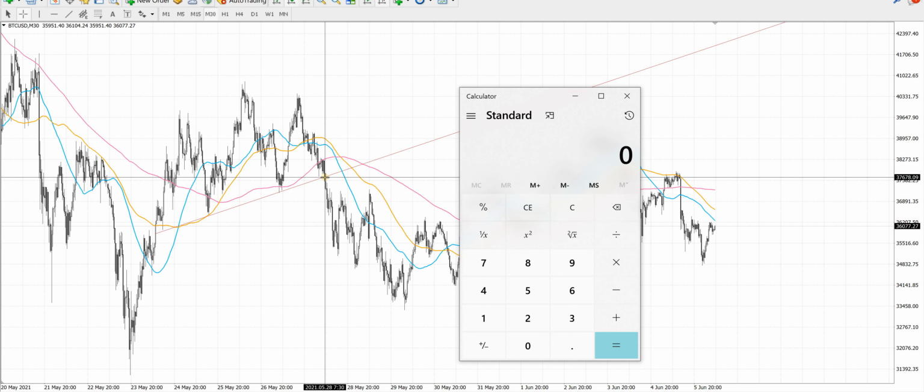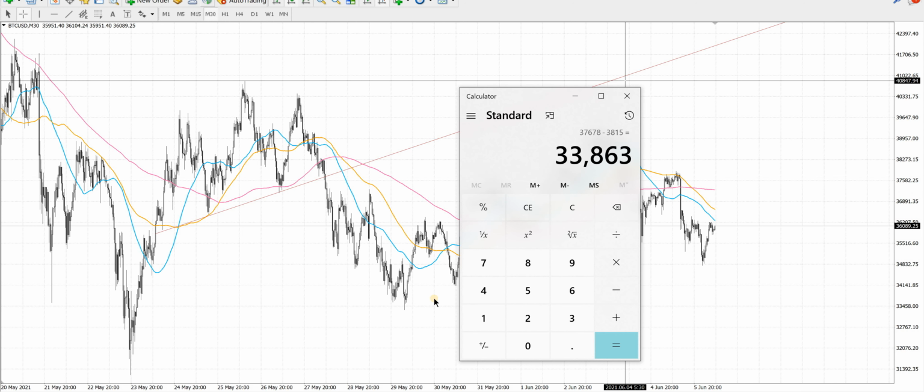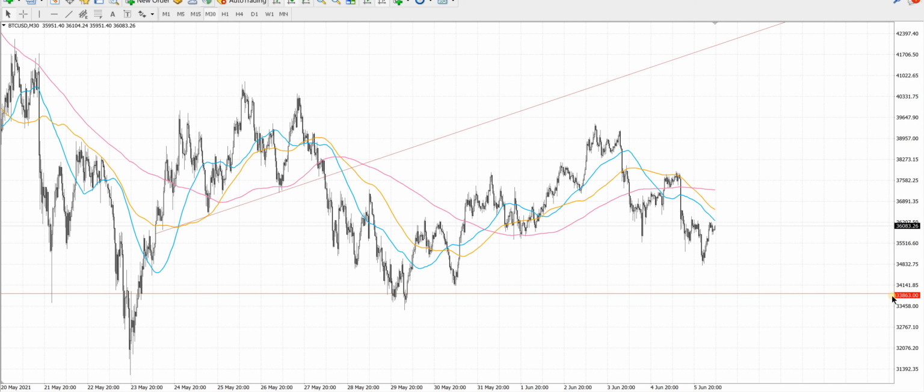So our neckline right here breaks at 37,678 minus 3,815, which gives us a target price of 33,863. I've gone ahead and placed a line at that price, 33,863. And as you can see, perfect take profit point. So using that pattern, we're able to predict an almost $4,000 drop in Bitcoin and the perfect take profit point. Now, how do my moving averages play into this?